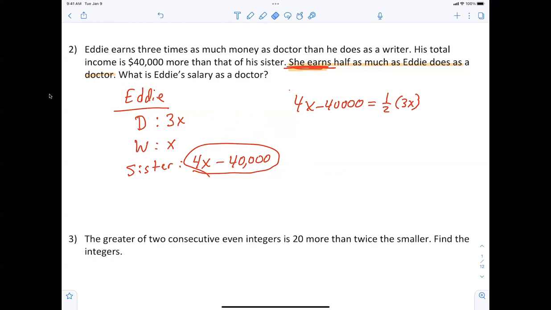4x minus 40,000 is her what? That's what she makes. That's what she's making. All right, is everybody good now? All right, come on, focus now on number 3.